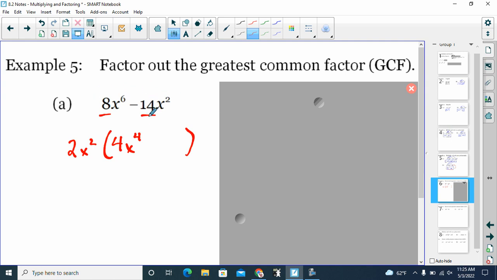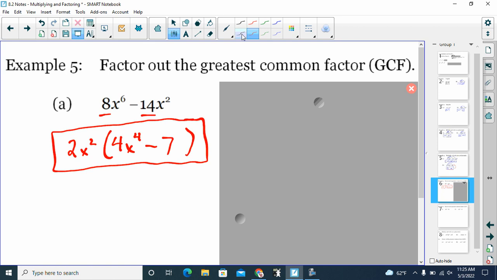And we want to take a 2x squared out of this term also. So I've got minus 14 divided by 2 is 7. x to the 2nd divided by x to the 2nd is x to the 0. I don't have any x's left. And that is our answer.